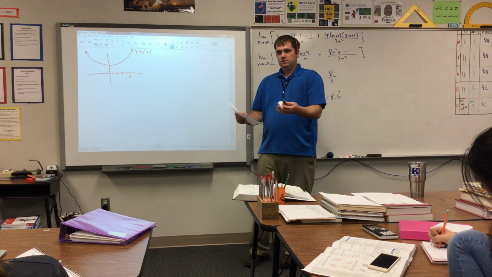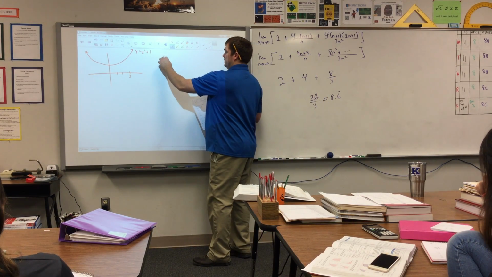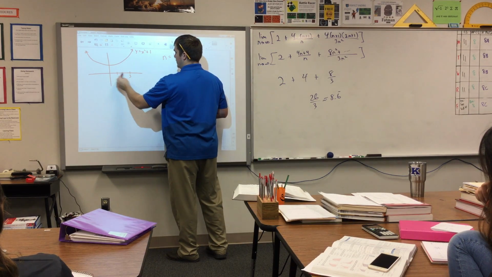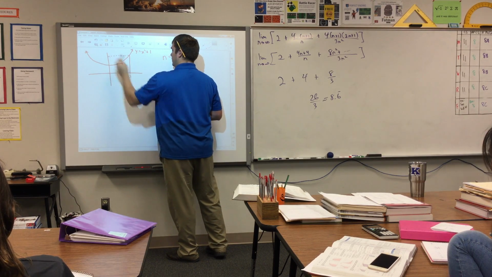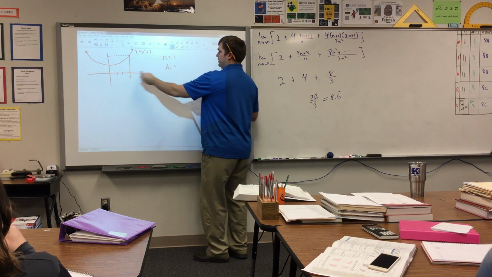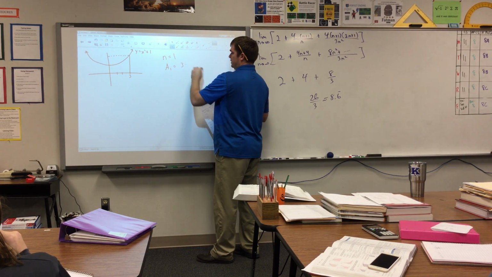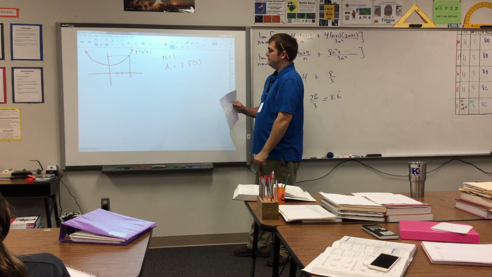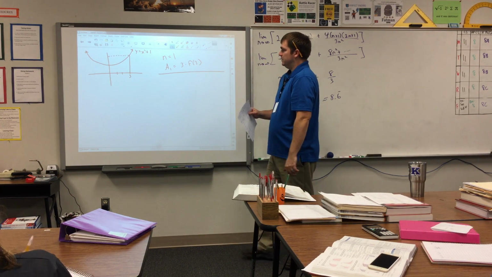Okay, let's start with the basics. What if I said just use one rectangle? Number of rectangles is 1. Then maybe we would have a right rectangle here, going to 3, and the area of that would be the width, which we'll call delta x, which is 3, times the height, f of 3. And you could solve that.